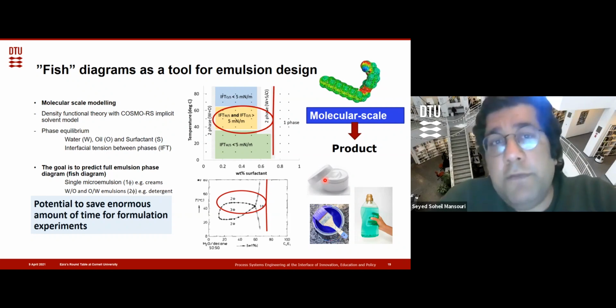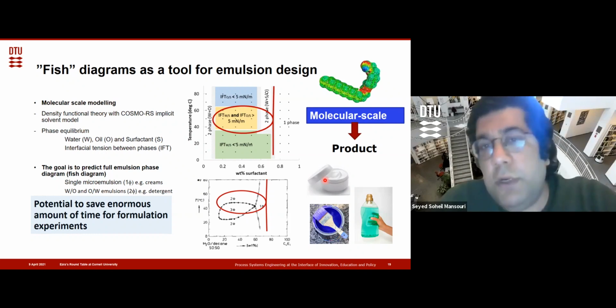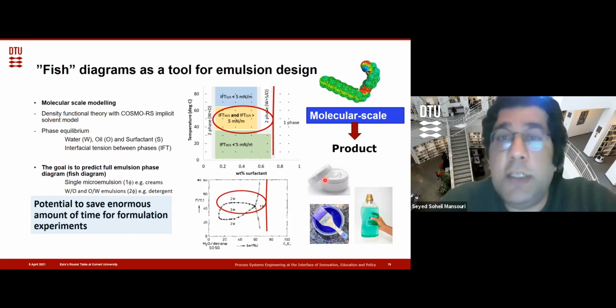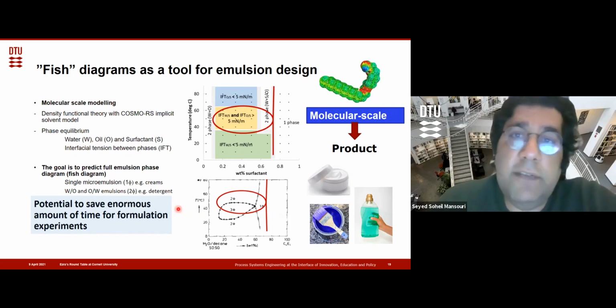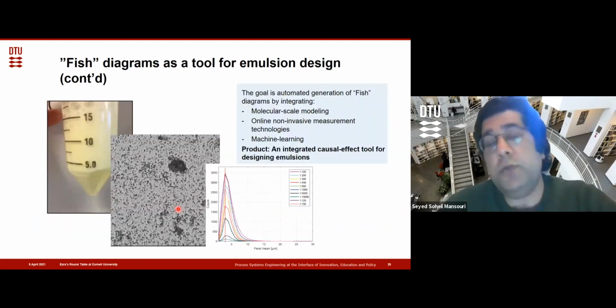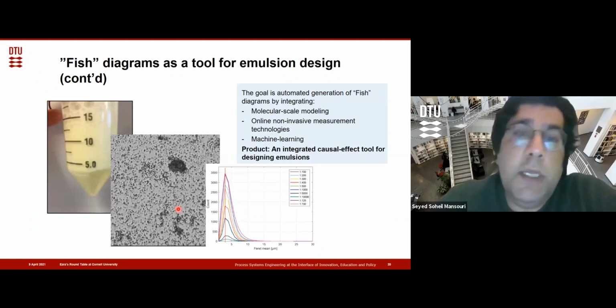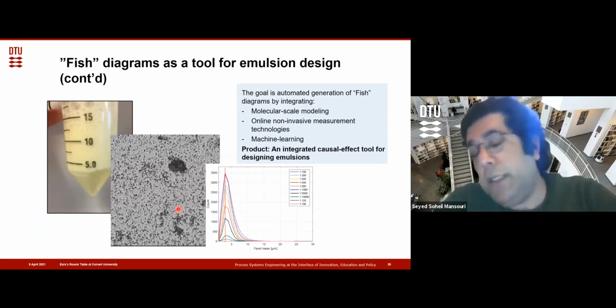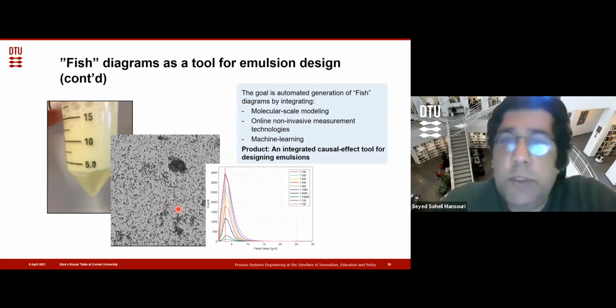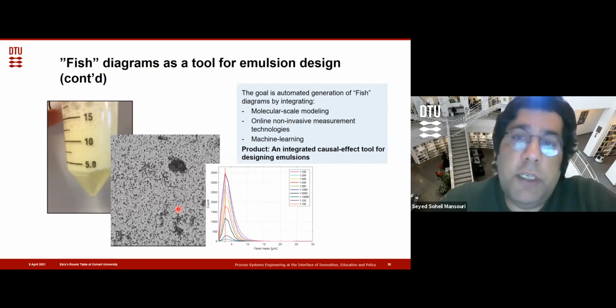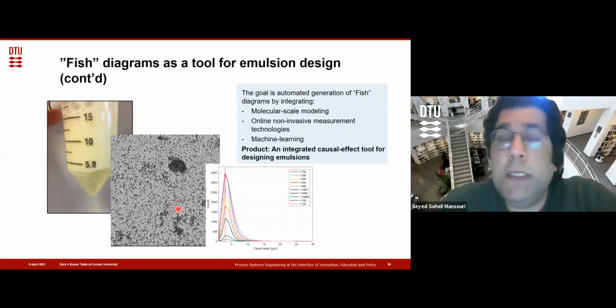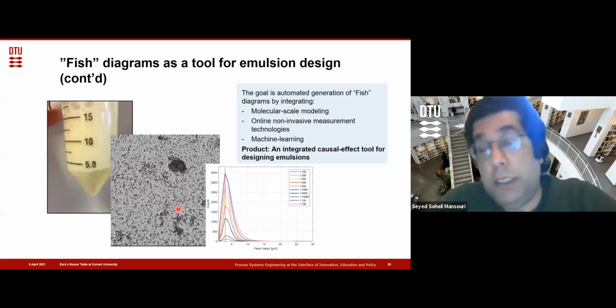A lot of pharmacists or formulators in the pharmaceutical industry rely on know-how information and a recipe-driven approach to design these formulations for emulsions, whereas with such tools that are generated computationally at a lower level of aggregation, the molecular level, and with molecular level understanding, we can potentially save enormous amounts of time for formulation experiments. So what we are doing here is combining machine learning with continuous image-based analysis and combining it with these first principle models to develop an integrated causal effect tool for designing emulsions, which can potentially have a lot of impact within the formulation industry.